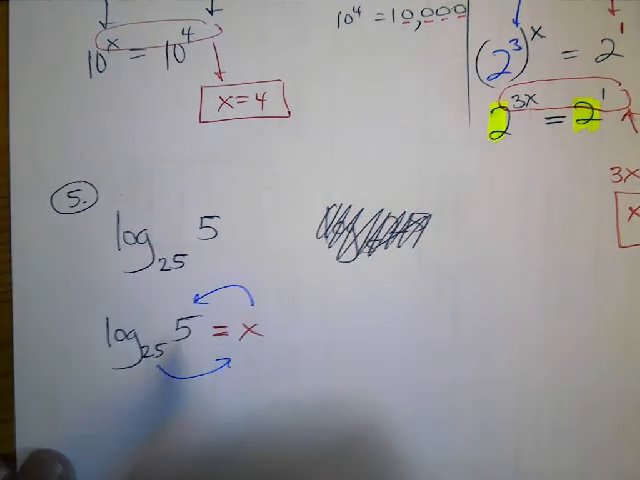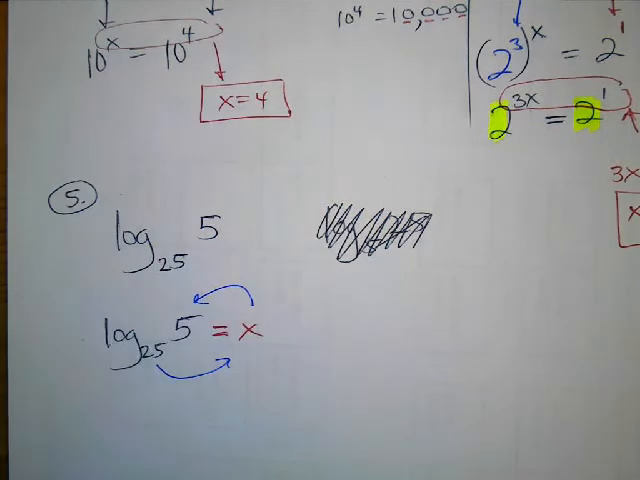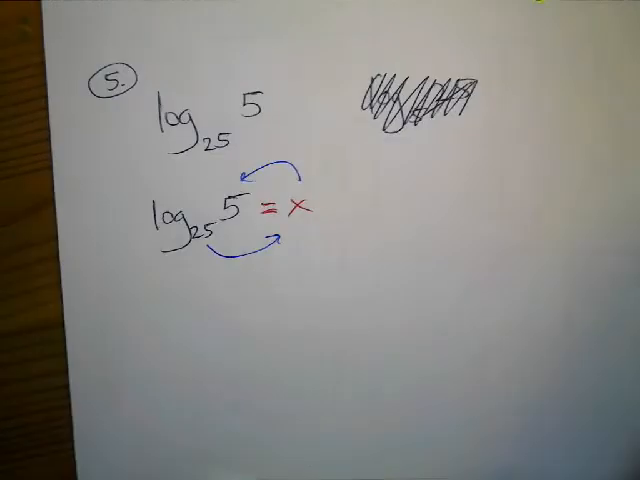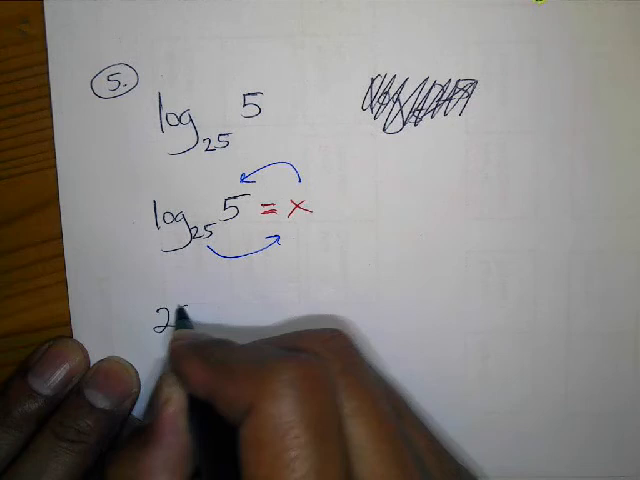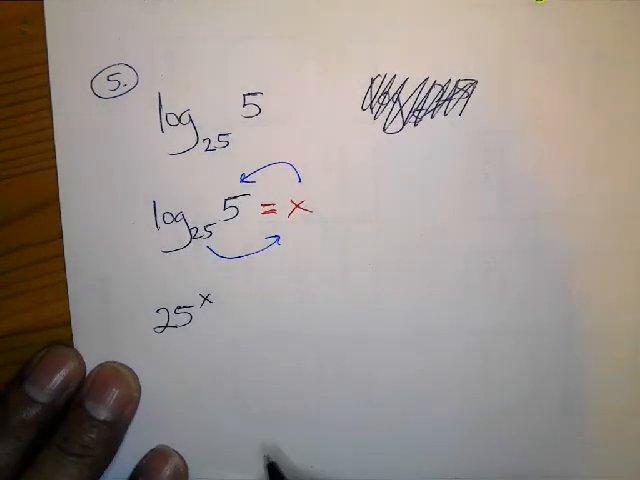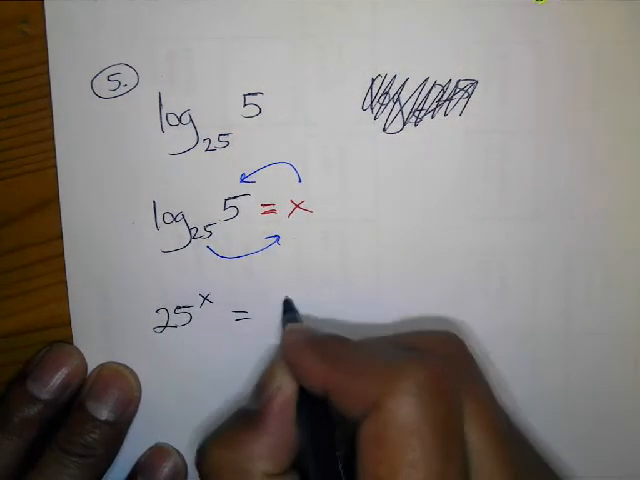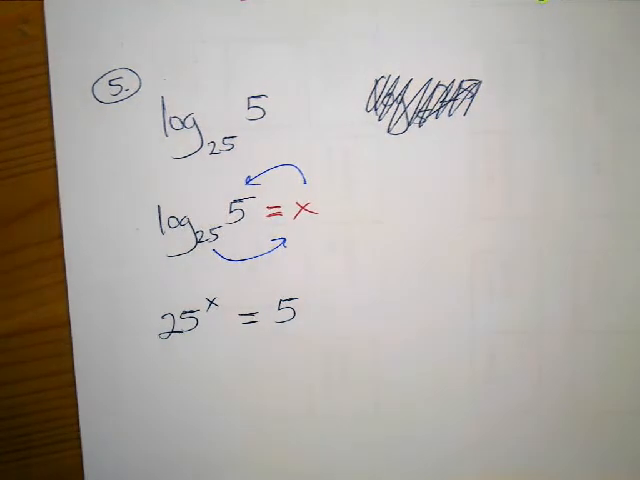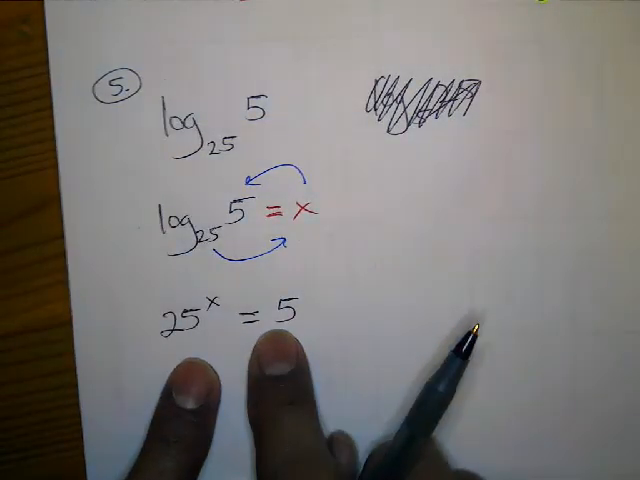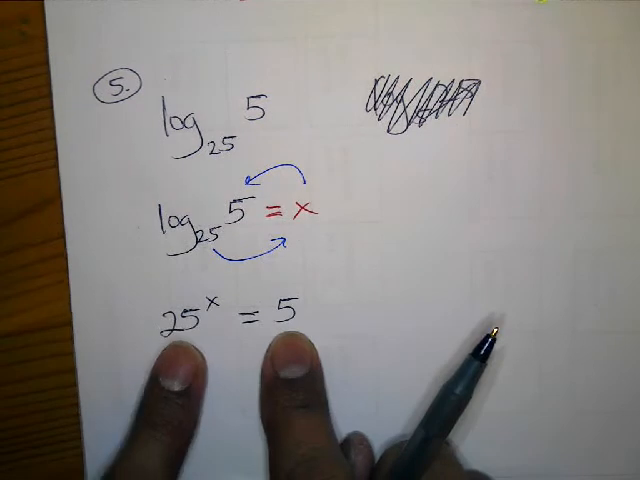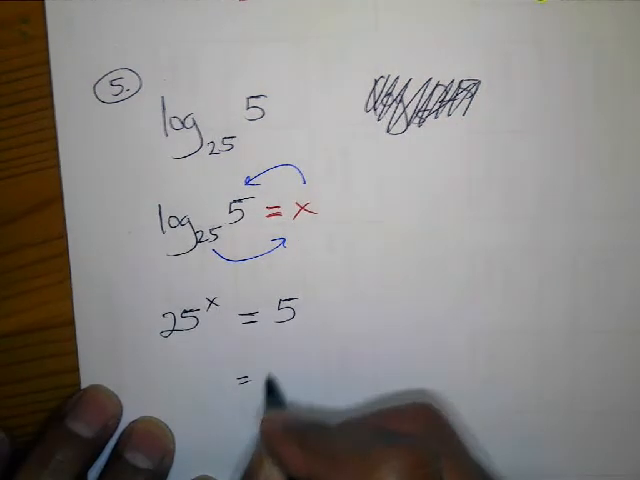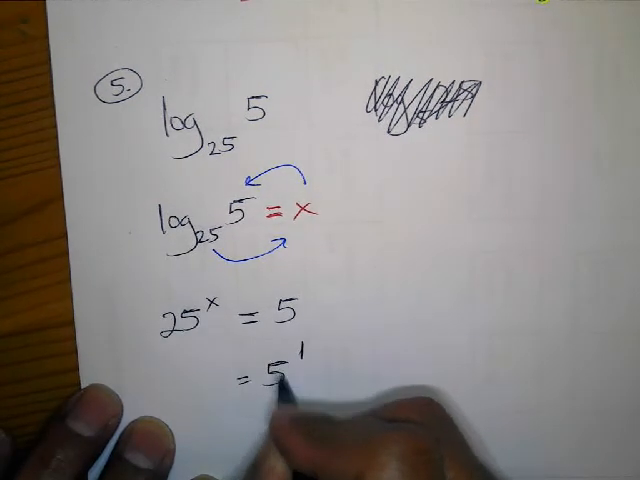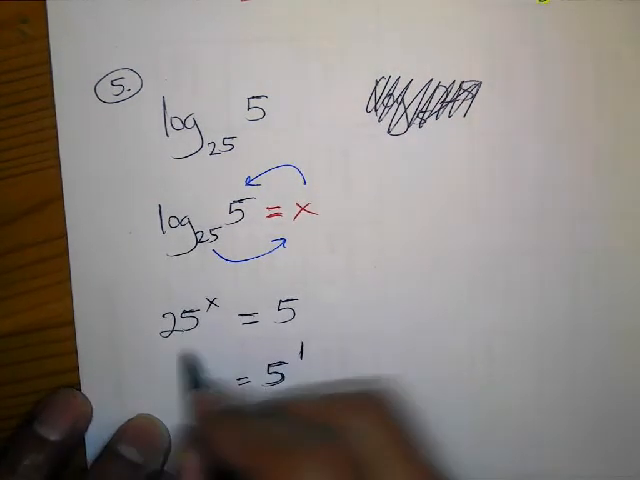We're doing the same thing. We're going to put equals x. We're going to change it to exponential form. And what is that going to say when you rewrite it in exponential form? Well, that's going to say 25 to the power of x is equal to 5. The answer here is not 2, see? But don't worry about all that. You just worry at this point about getting the same base.